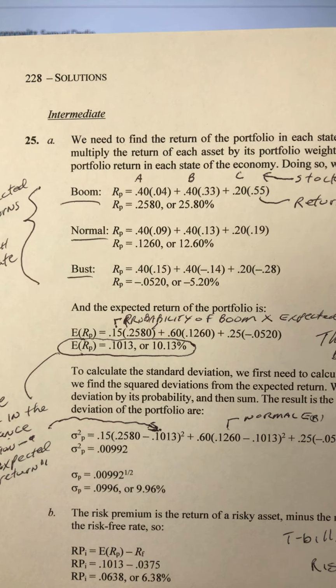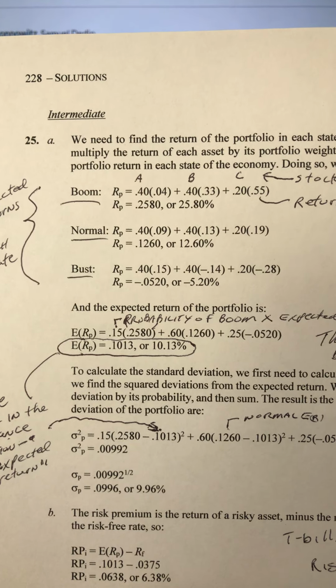So for Boom, the return on the portfolio is the weight of A times the return of A, plus the weight of B times the return of B, plus the weight of C times the return of C. So those are stocks A, B, and C. So the return for the portfolio under a Boom scenario is 25.8% or 0.2580.